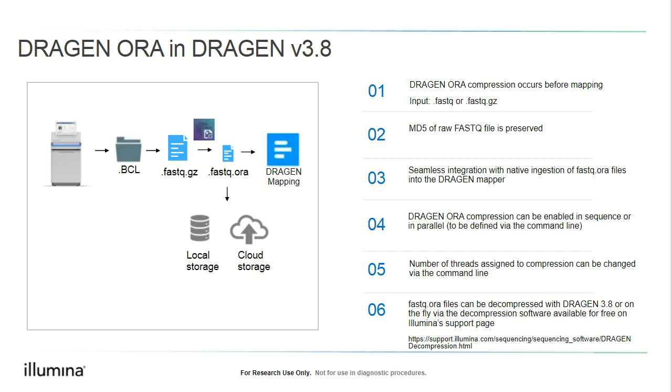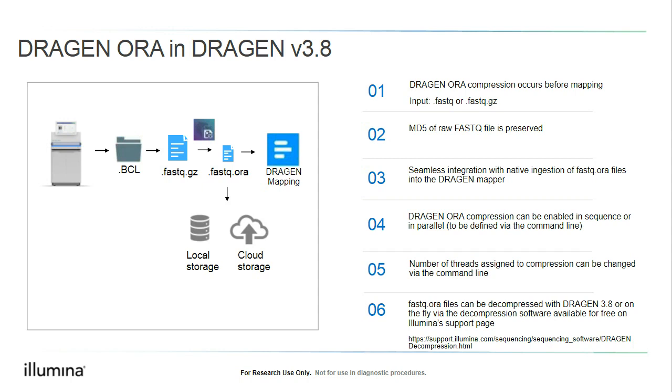The DRAGEN ORA compression is enabled on the command line, and it can be run in sequence or in parallel, which means that you have the ability to run with a number of threads that are available on the DRAGEN platform. And the number of threads can be changed depending on how quickly you want to run the compression software. The default is 8 threads, and you can go all the way up to 16 threads.